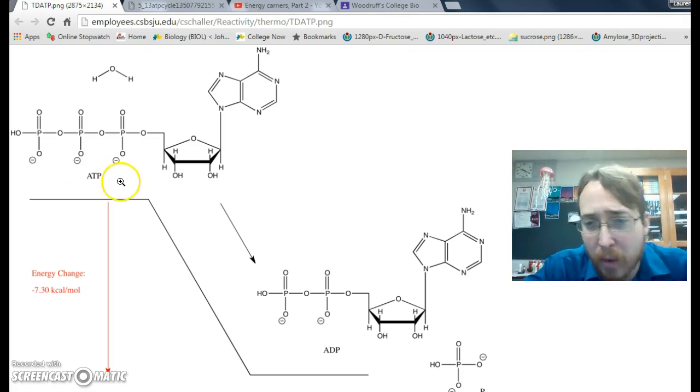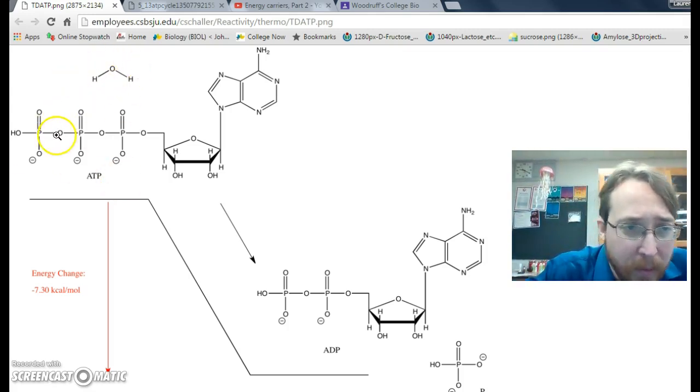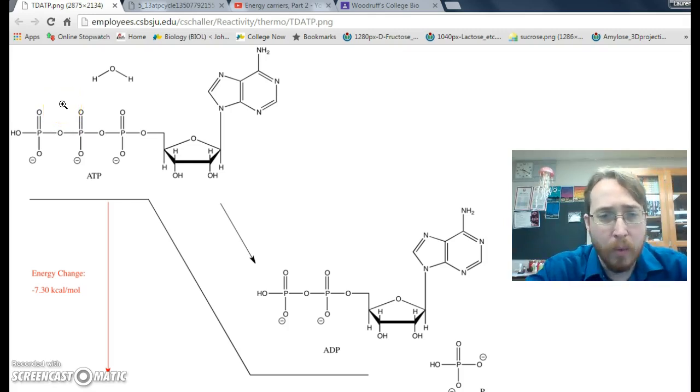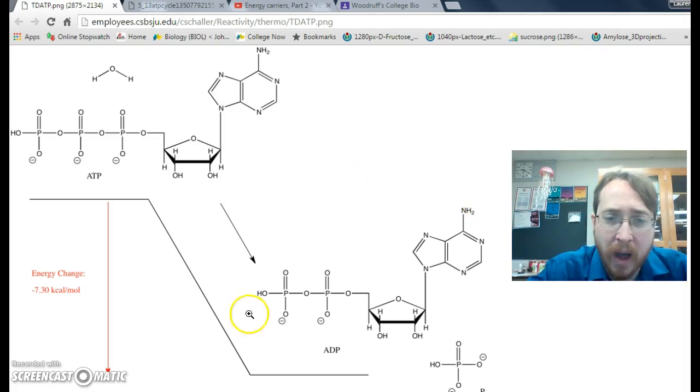But we know about hydrolysis. We know that if water comes along, we can break this bond with water. We can break the bond into 2 particles, and that's what's happening here. We've got our ADP here with 2 phosphates, and then we have our phosphate, which has been released. So a hydrolysis reaction can be used to turn ATP into ADP. Now let's take a look at what happens to energy when this small reaction occurs.